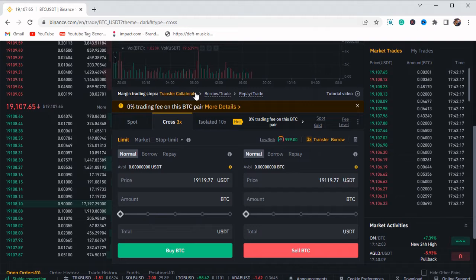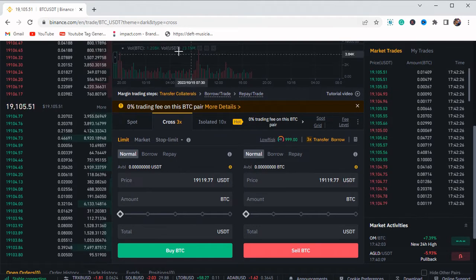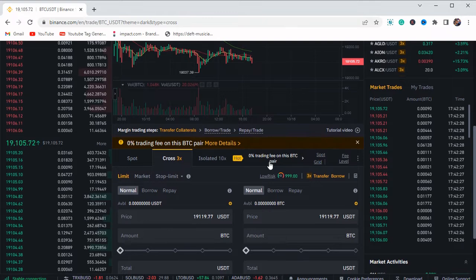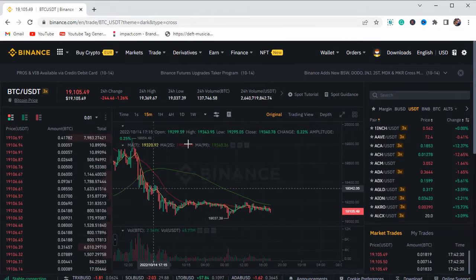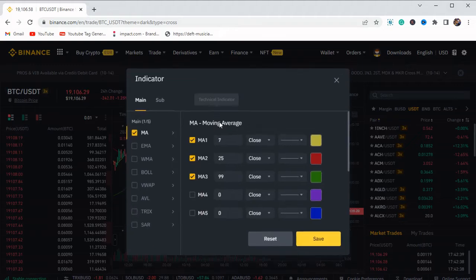Okay, I'm going to be showing you guys how to enter a trade on Binance margin, so you have to pay close attention to this video. The first thing that you want to do if you want to trade margin on Binance is for you to make sure you change the timer to 15 minutes and select BTC USDT and enter these moving averages.